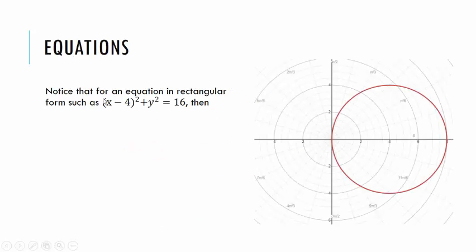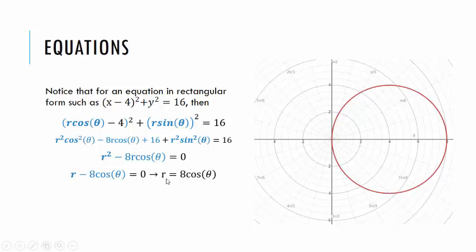I want to talk to you about circles. This is the graph of that last circle, x minus 4 quantity squared plus y squared equals 16. It's the same graph as the polar equation r equals 8 cosine of theta. This is in polar form, however.